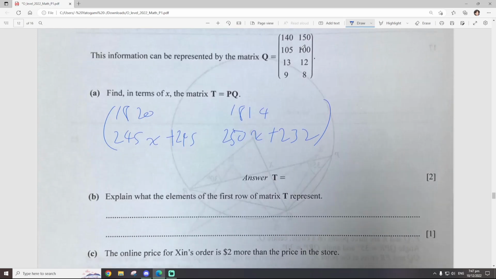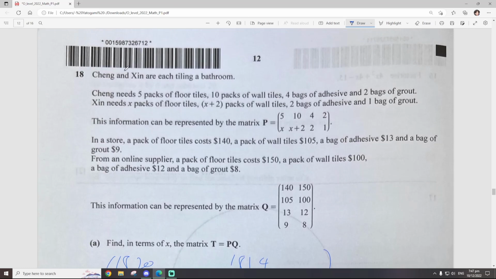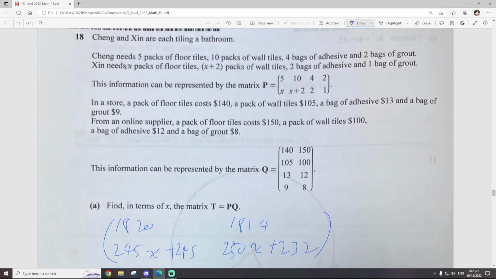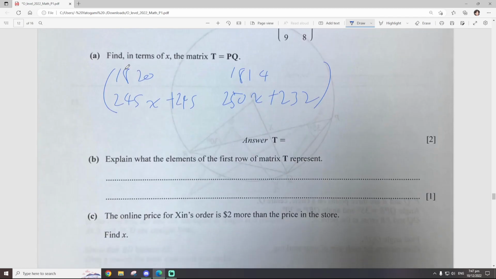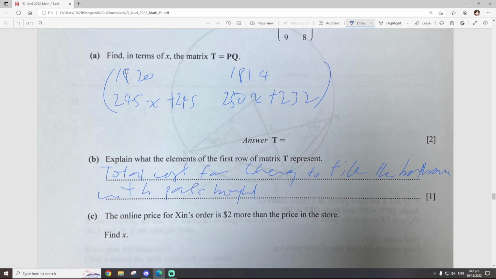What do the elements in the first row of matrix T represent? So we have Cheng's parts that he needs for tiling the bathroom, and the prices. So they will be the total costs. Total cost for Cheng to tile the bathroom with parts bought from the store or online respectively, right?